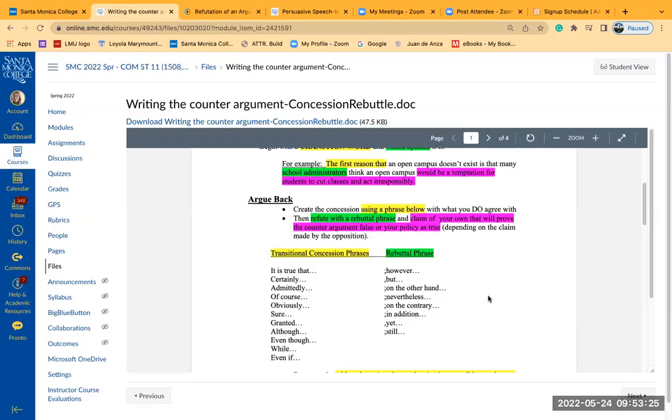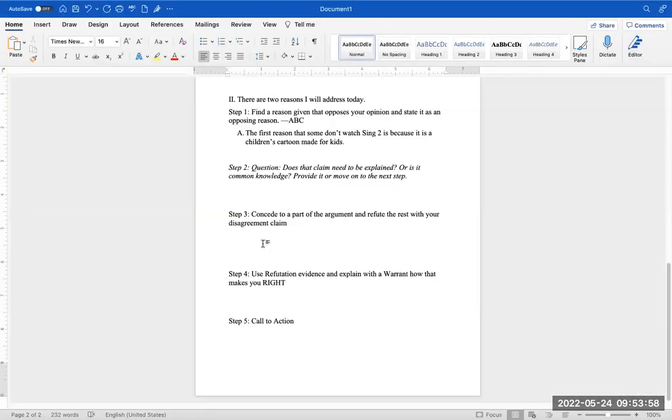But one of the main things that we can do is, in fact, first, give a small concession phrase to our audience. What is one thing that we can maybe agree or establish agreement upon? Is there anything that you can concede to? If you see these words: it is true that, certainly, admittedly, of course, obviously, sure, granted, although, even though, while, even if.